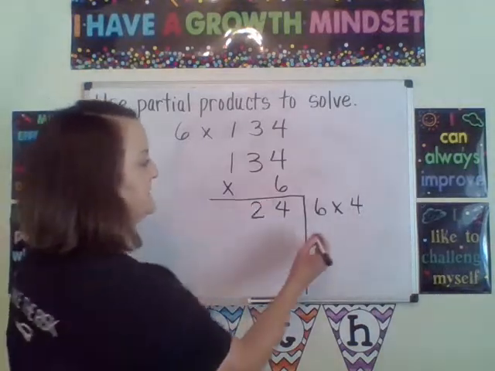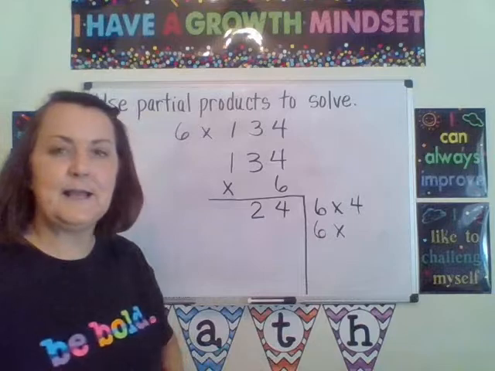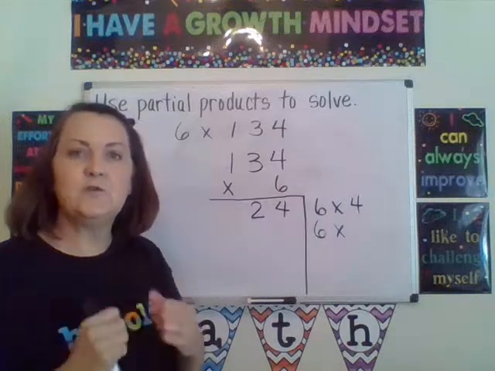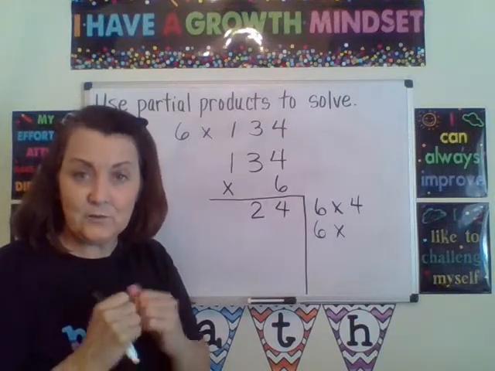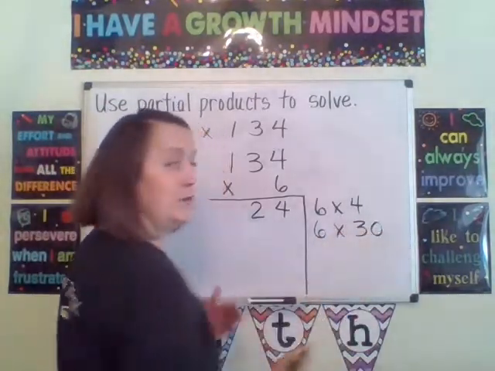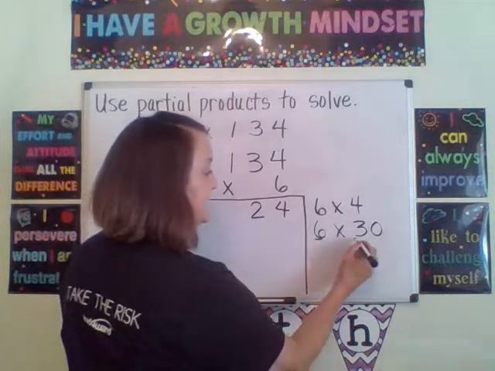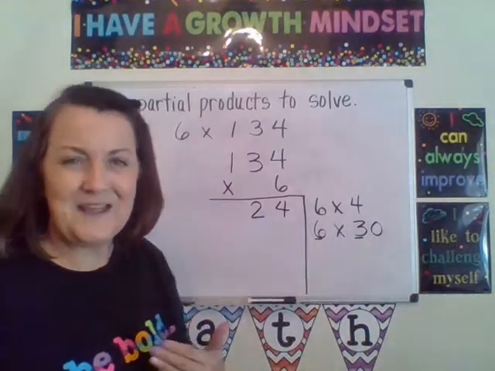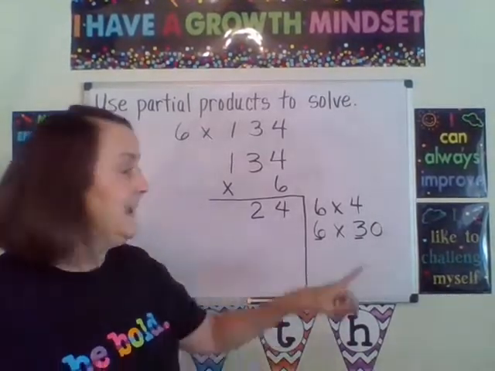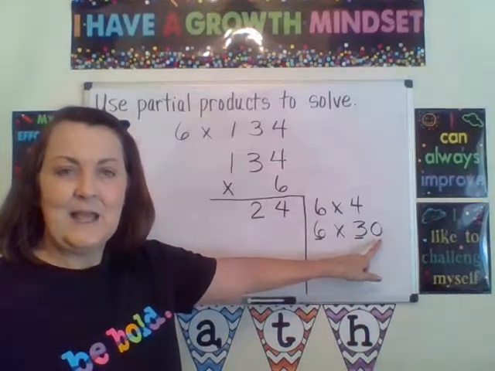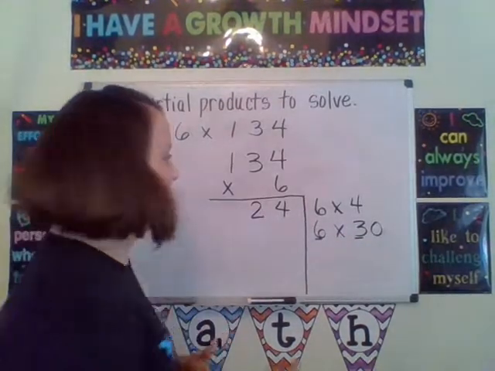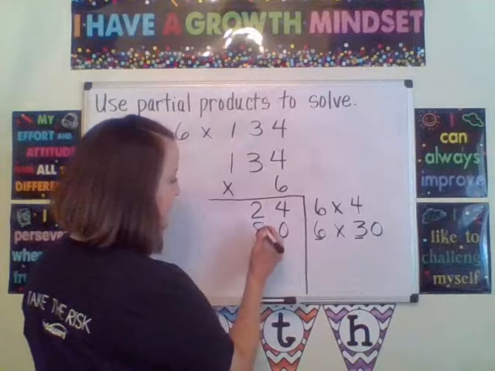Now we're going to take the factor 6, and we're going to multiply it times the value, not the digit, but the value of the 3. That 3 is in the tens place, so the value of that 3 is 30. So we're going to write 6 times 30. Now I notice that 6 times 3, I can multiply that in my head. 6 groups of 3 or 3 groups of 6 is 18. If I multiply times 30, that would be 18 tens, or 180. So we're going to write 180 in the correct place.